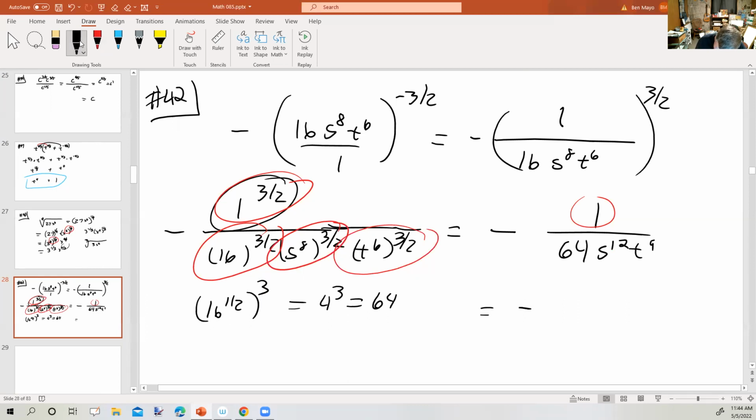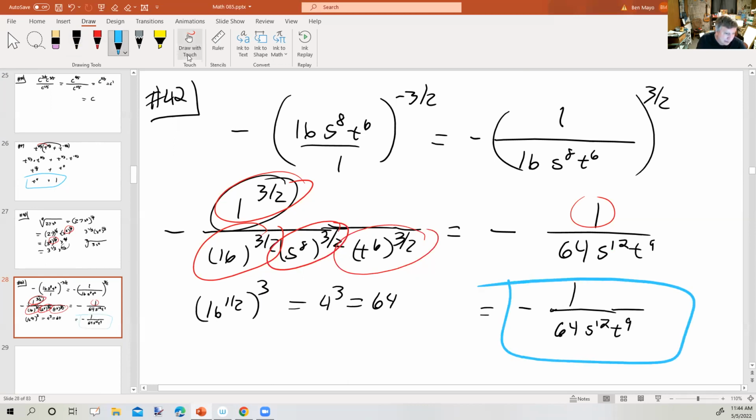So final answer, negative 1 over 64 s to the 12th t to the 9th power. And there you have it.